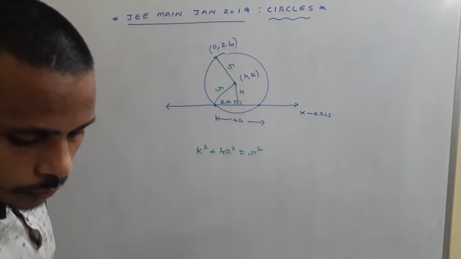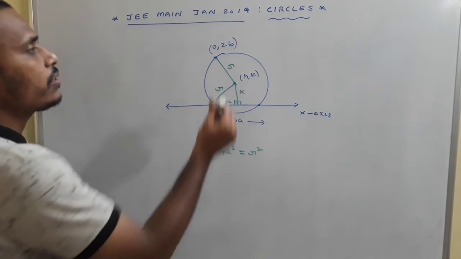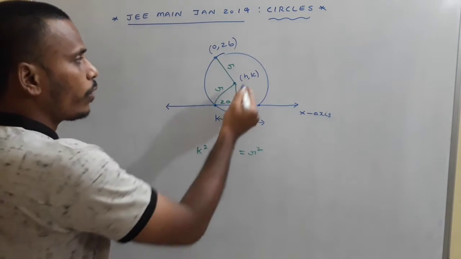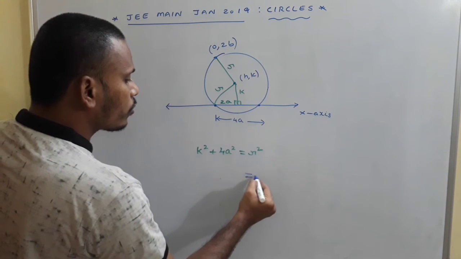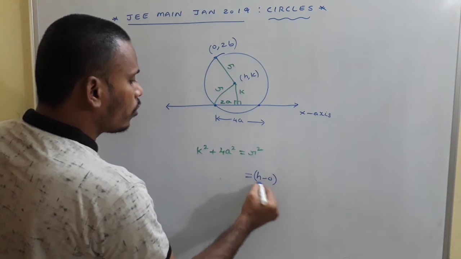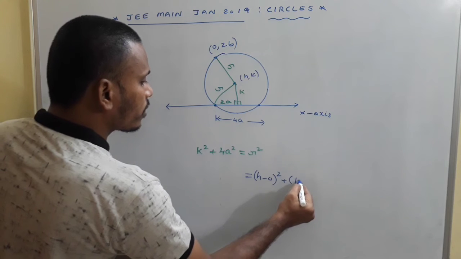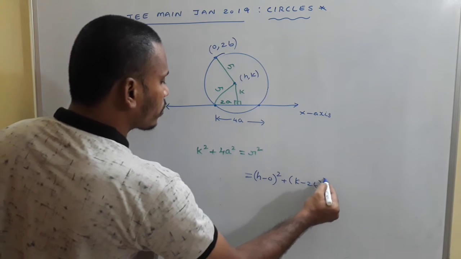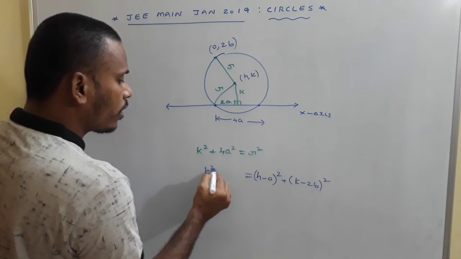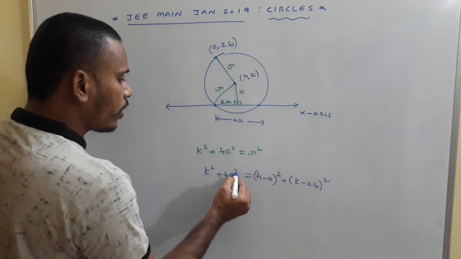But what is r square? R is the distance between these 2 points. R square is equal to h minus 0 whole square plus k minus 2b whole square. So on the right side we have what? k square plus 4a square.